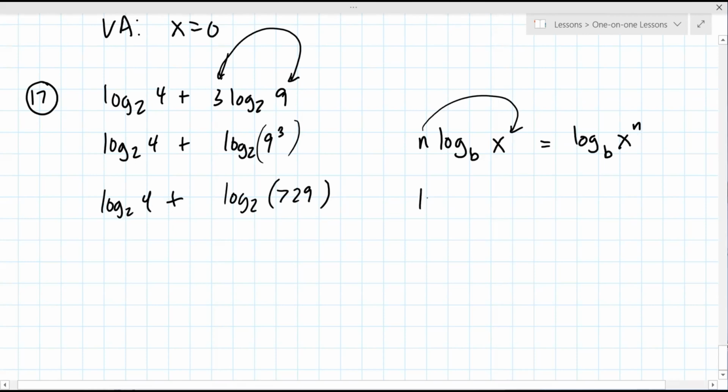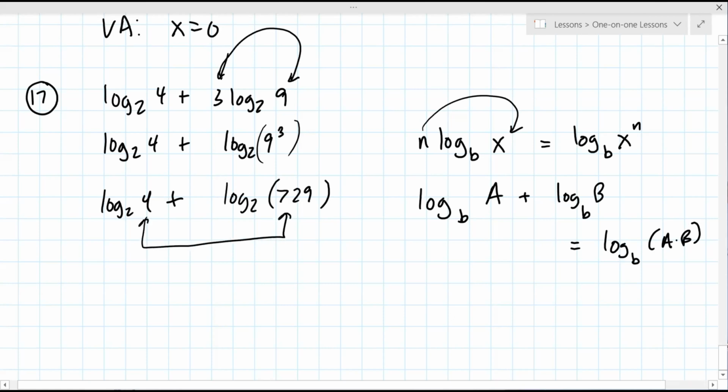So now you can use the property that if you have log base b of a plus log base b of b, this equals log base b of a times b. So you take these two numbers, because it's the same base, and it doesn't have to be numbers, but it is in this case. Whatever you're taking the log of, you multiply. So that's log base 2 of whatever 4 times 729 is. 2,916. Okay, so that's your final answer on that one.